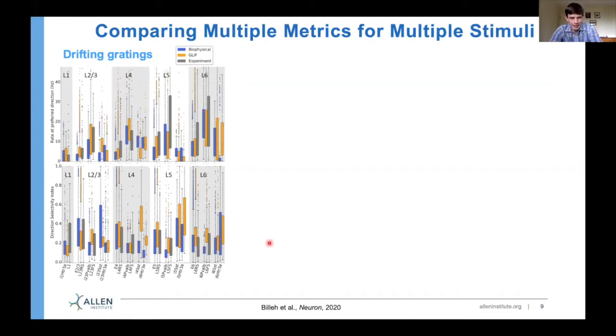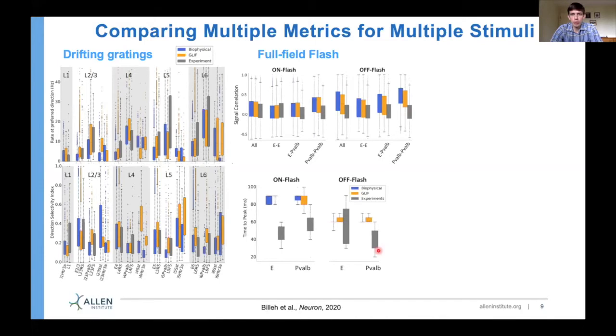It's not ideal, but it's pretty close. And also the blue and the orange, the point neuron and biophysical models, also are pretty close to each other. And then we can look at other stimuli.